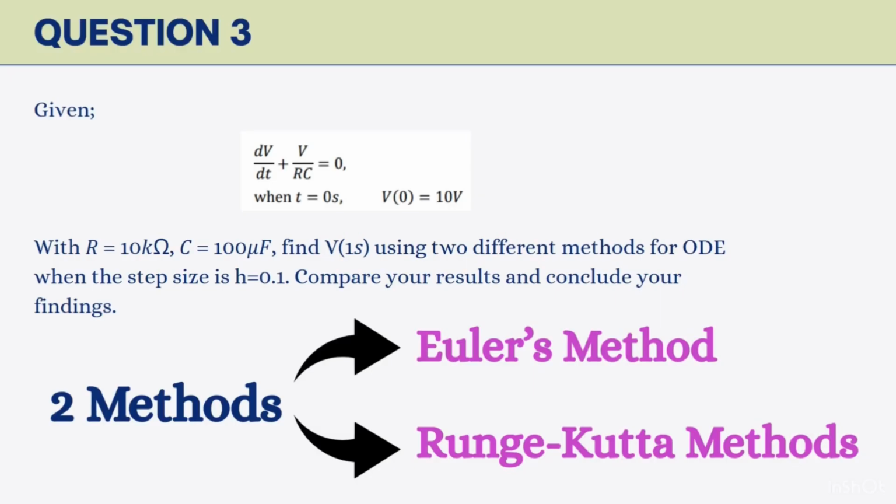Next, we continue with question 3 with the given equation as below, with the value of R. For R is 10 kilo ohm, C is 100 microfarads. Find V for 1 second using two different methods for ODE when the step size h is equal to 0.1. Compare your result and conclude your findings.